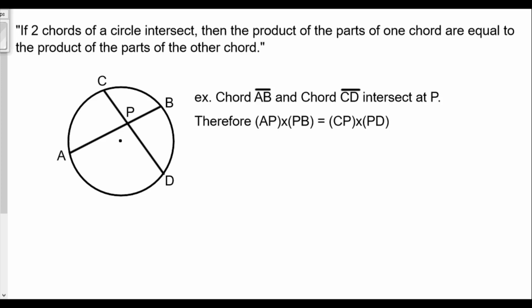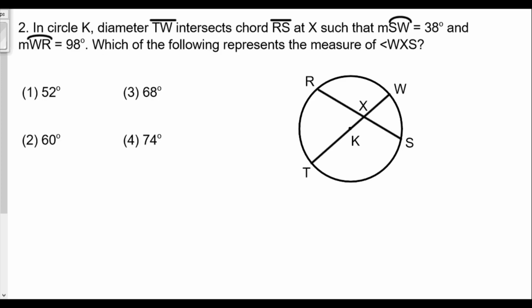Now let's take a look at the next problem, number 2. In number 2, circle K has diameter TW, so it definitely goes through the center, and intersects chord RS at X, such that the measure of arc SW is 38 degrees, and the measure of arc WR is 98 degrees.